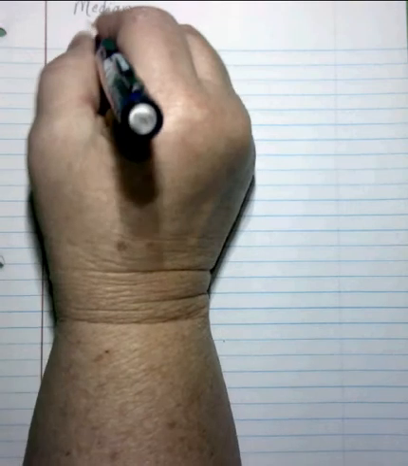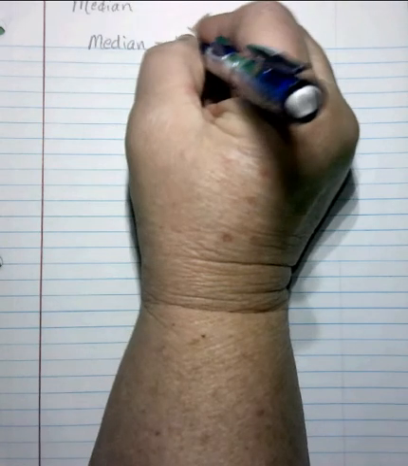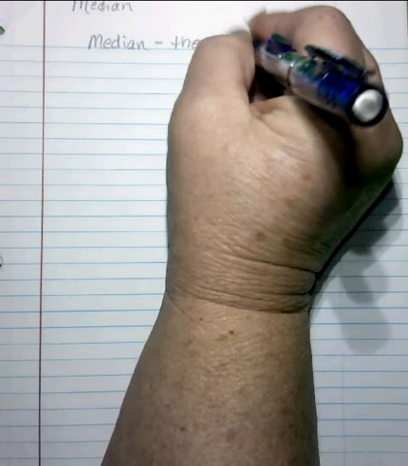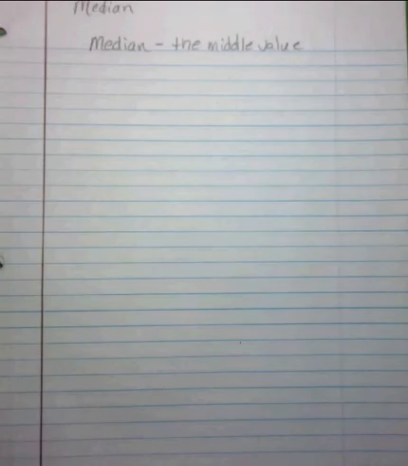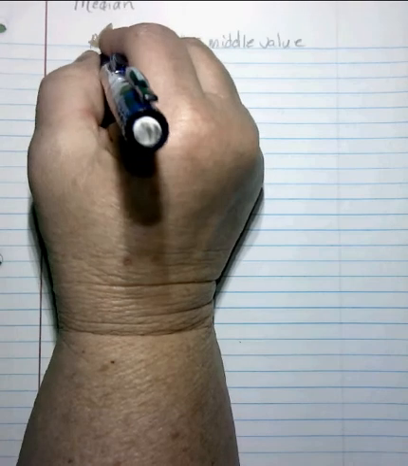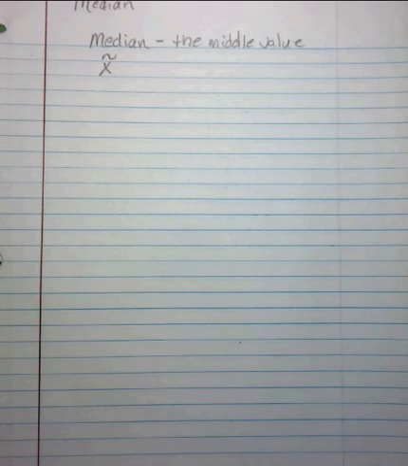Our next video for today for a measure of the center is to calculate the median. The median is the middle value. It is the value that is absolutely in the middle of your data set. There is a symbol that we use for the median. It is X with a little tilde for the symbol.